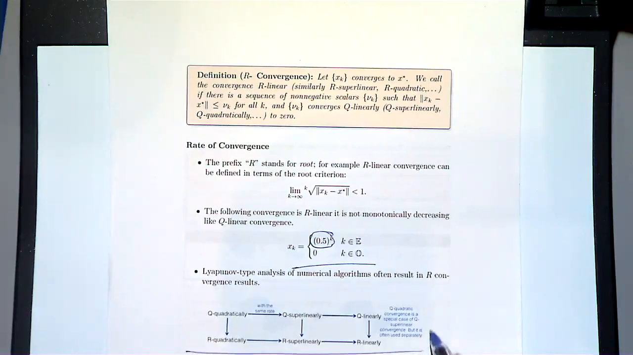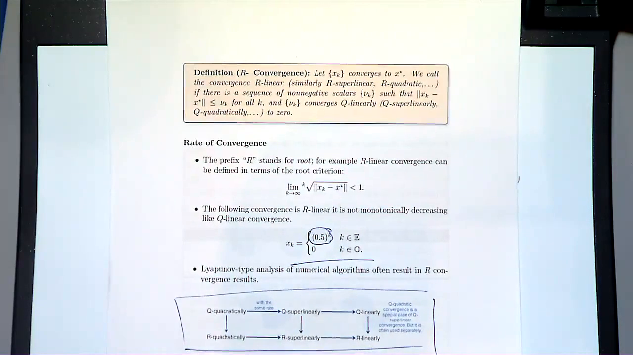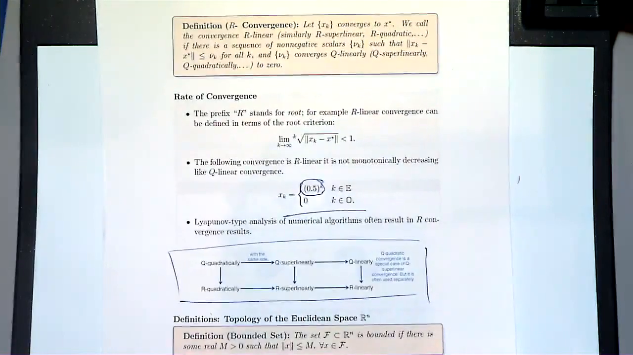This just gives us some general guideline. If something is Q quadratically converging, it is R quadratically converging as well, because I can use the same sequence as its own bounding sequence. The definitions hold. But then the relationship only goes there. If something is R linearly converging, I cannot conclude it being, I don't know, Q superlinearly converging.